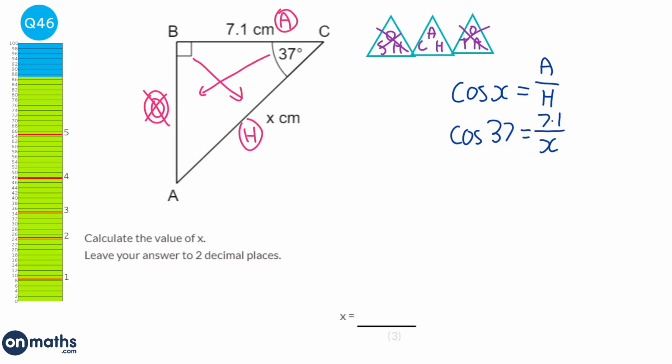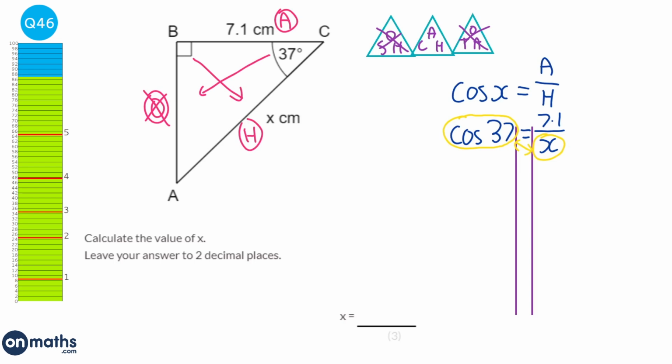Now, whenever you're in this situation, and we're just going to put our solving lines in because we're going to be solving this next. Whenever you're in this situation, what you can do is swap the left-hand side, it has to be the whole of the left-hand side, with the x at the bottom. You can just swap those over. And effectively what we're doing is multiplying both sides by x and then dividing both sides by cos 37.